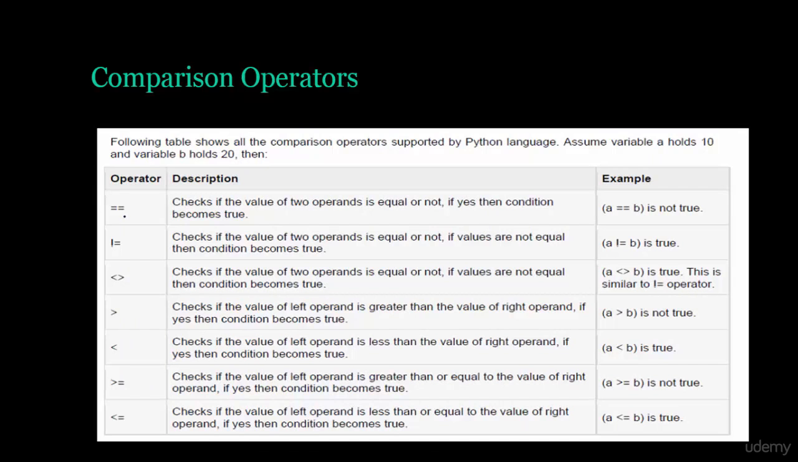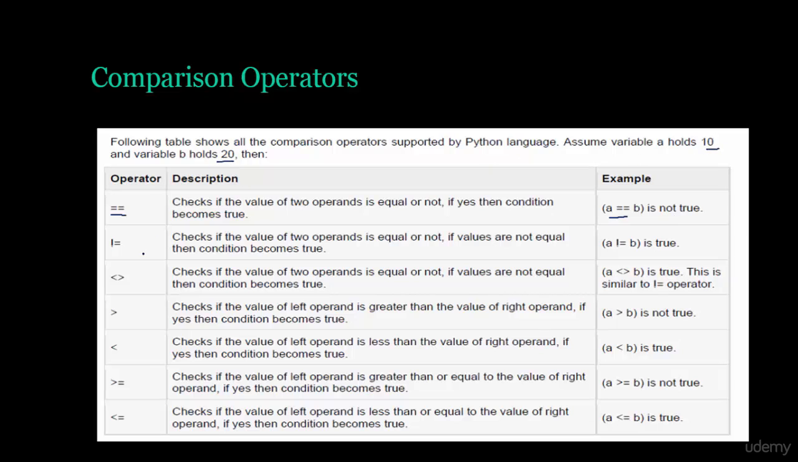The first operator here is equal. This operator checks if the value of two operands is equal or not. If yes, then the condition becomes true. Like this, A == B. This won't give us true because A equals 10 and B equals 20.